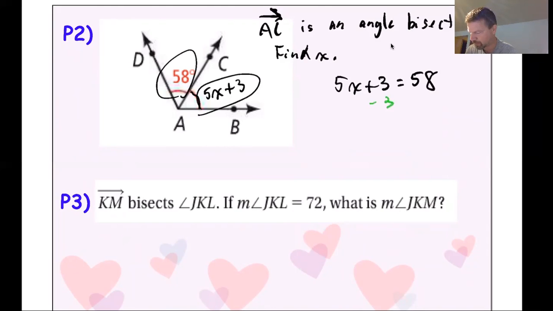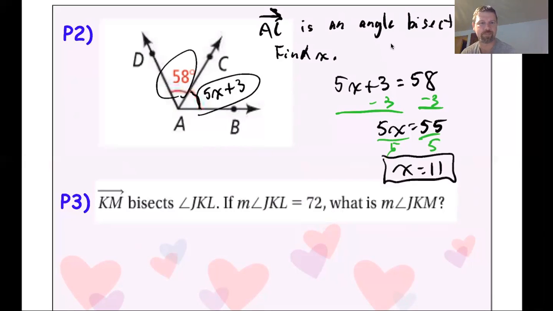The opposite of adding 3 is subtracting 3. That gets me to 5x equals 55. The opposite of multiplying by 5 is dividing by 5. So then I get x equals 11. All right, one last question and then our video is done.